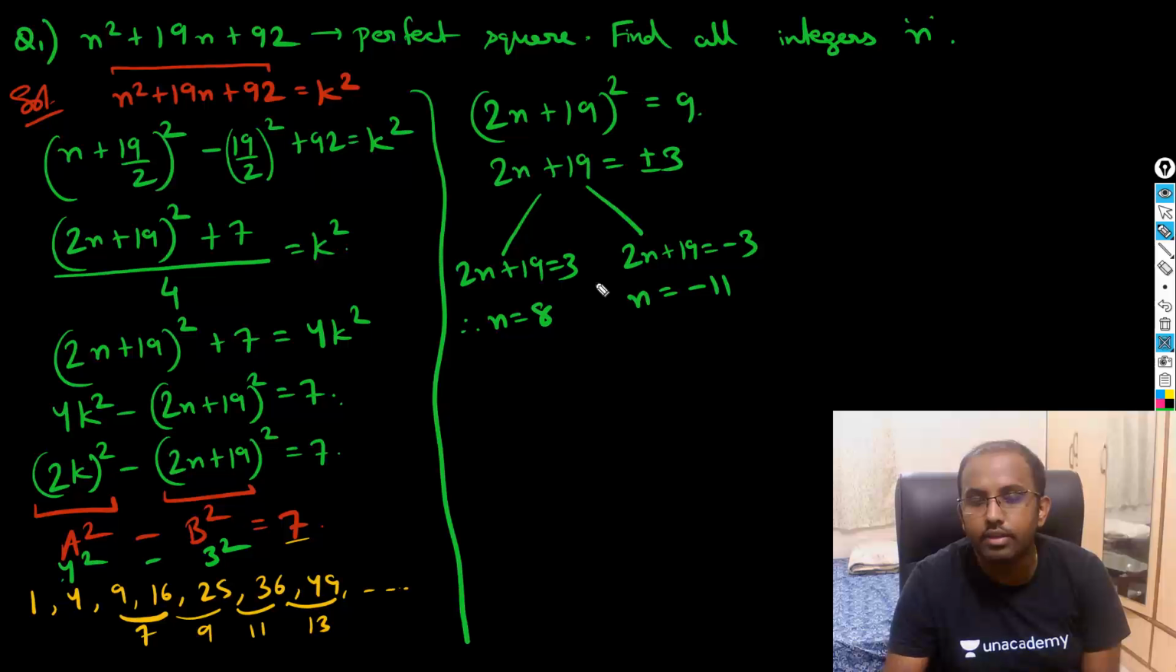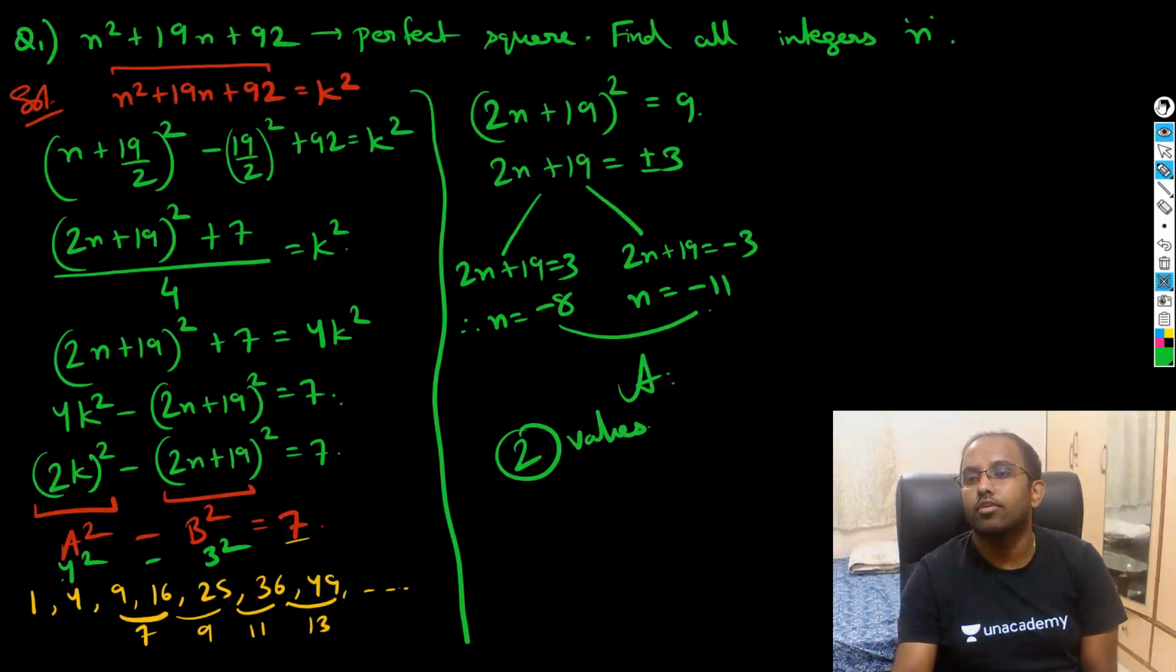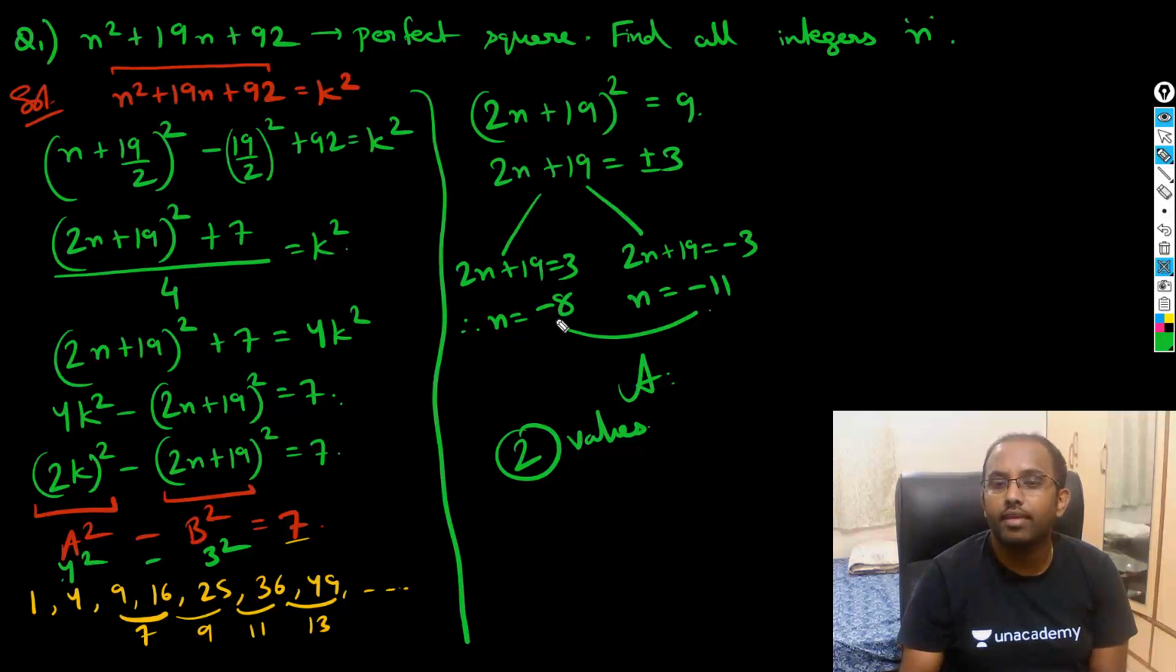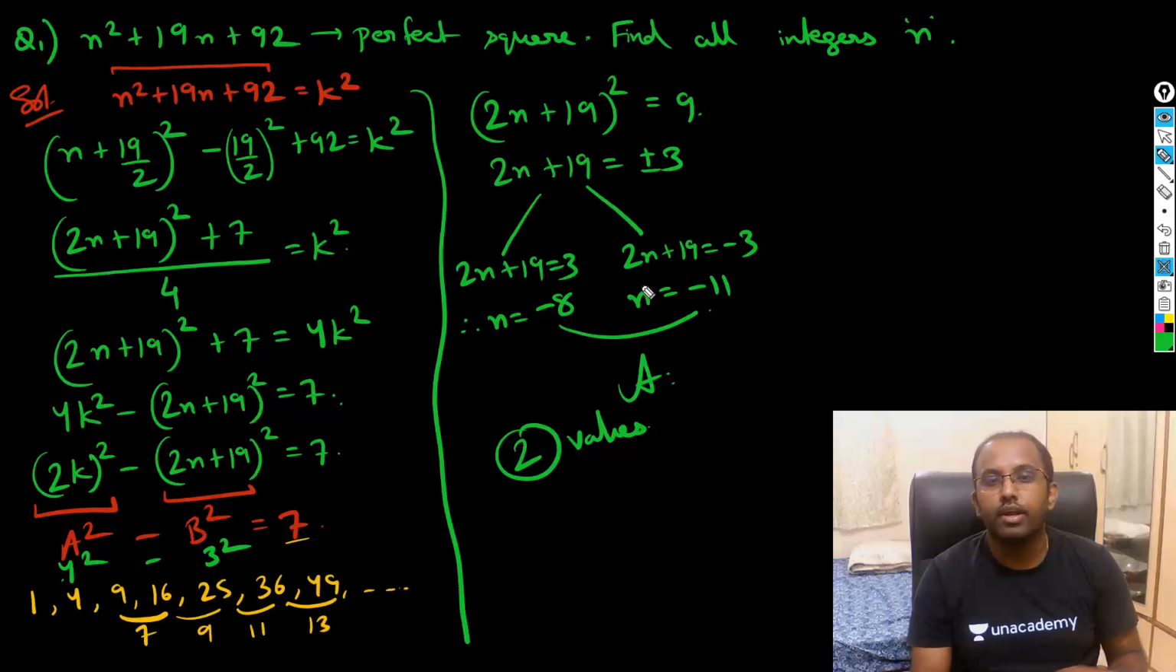One value, I think, is 8 only. Minus 8, okay, it should be minus 8, guys. So one value is minus 8 and the other value is minus 11. So this should be the answer here, two values. They can also ask for the sum of the values. The sum of the values is minus 8 plus minus 11, that is minus 19, which should be the answer. So it's a very nice question.